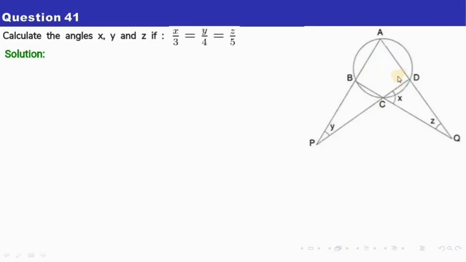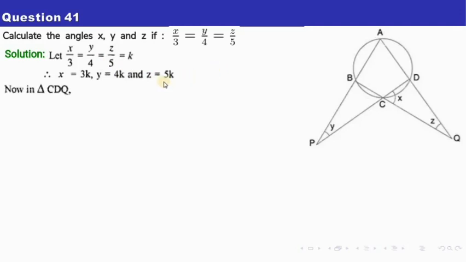Now in this cyclic quadrilateral we will find how much this angle is. If you observe this triangle CDQ, this angle, that is CDA, acts like your exterior angle, and we know that the exterior angle will be equal to the sum of the opposite interior angles, that is x plus z. That's what I'm going to do here. Before that, let me take this ratio to be k. So from here x by 3 will be equal to k, so x will be 3k, y will be 4k, and z will be 5k, which you have already seen how to get through the chapter of ratio and proportion.